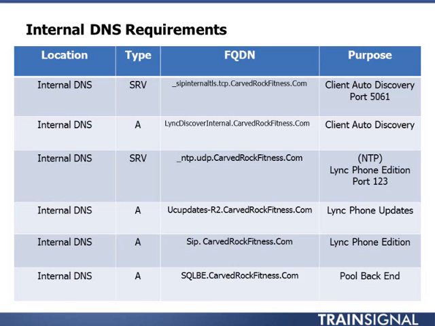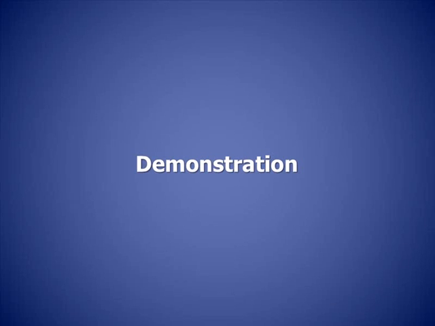We have another host record, sip.carveroutfitness.com, that can be used by your Lync Phone Edition clients for auto discovery, again used for registration and authentication. The final record that we have is our SQL backend server. You can't forget that if you have the Enterprise Edition of Lync, we have to have resolution so we can connect over to our backend SQL server. Let's take a look at a demonstration.